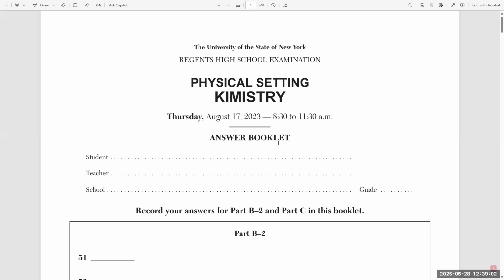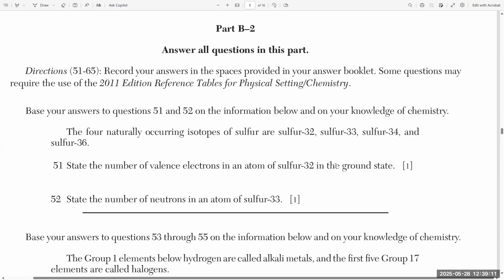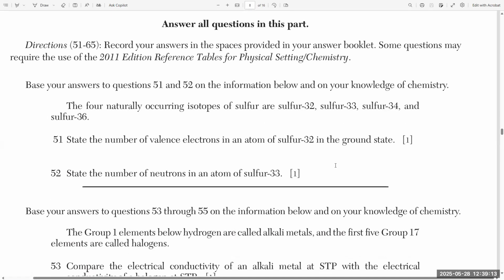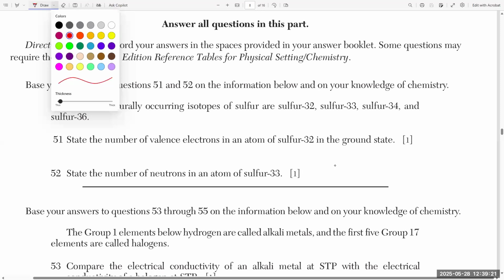I'm going to go over this time the 2023 August Chemistry Regents, the FRQ section. So let's get started. Number 51. The four naturally occurring isotopes of sulfur are sulfur 32, 33, 34, and 36. State the number of valence electrons in an atom of sulfur 32 in the ground state.